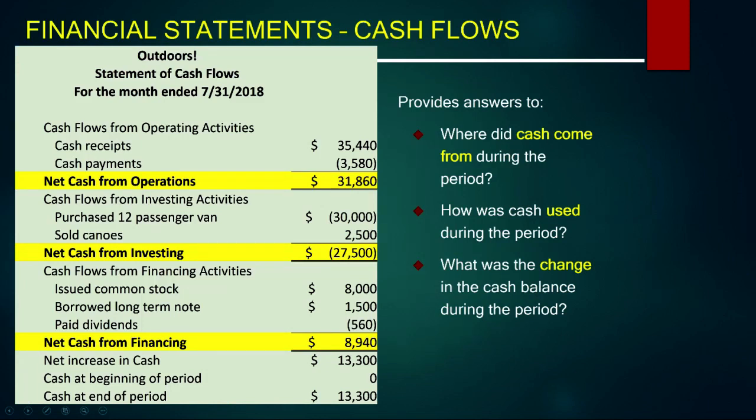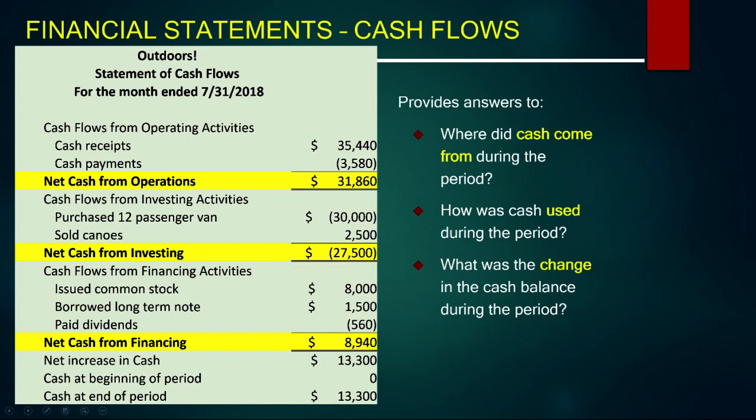Here's a quick look at the statement of cash flows, and while you are not responsible to know how to prepare it, it is interesting to note that there are 3 sections in it: cash from operations, cash from investing, and cash from financing. And those are the 3 major business activities. So let's look under cash from investing. Cash from investing is a negative $27,500, and that means the company invested a net of $27,500 in the month of July.